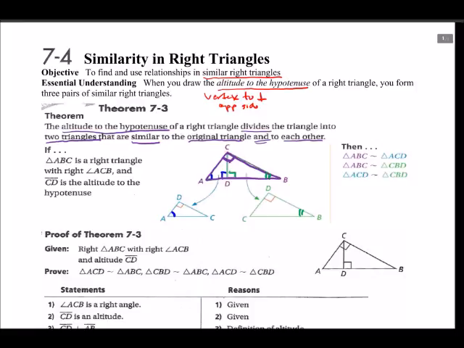And what this means is that these triangles are similar. So the purple triangle is similar to the blue triangle. And the purple triangle is similar to the green triangle by the angle-angle similarity postulate. So if purple is similar to blue and purple is similar to green, then transitive property, right? Blue and green are also similar to each other. So this is the basis for everything in this section.